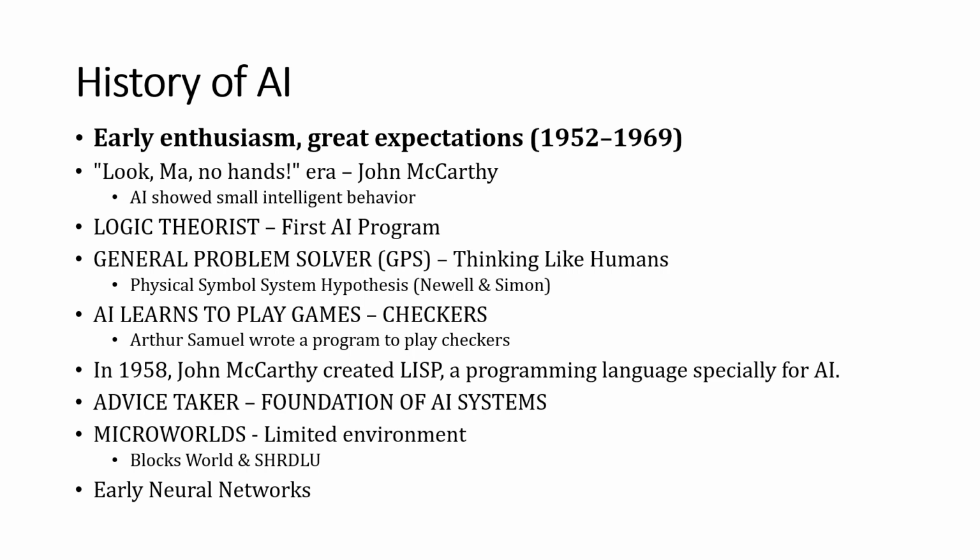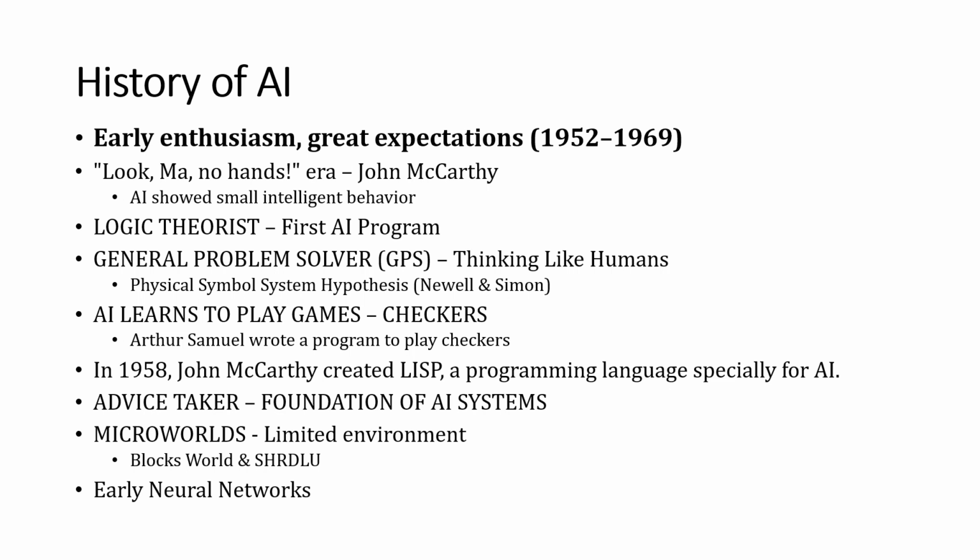Before 1950, computers could only calculate numbers. During this period, AI showed small intelligent behavior. According to John McCarthy, look, Ma, no hands. That means AI shows small intelligent behavior. We have already seen the first AI program, the Logic Theorist, developed in 1956, that proved math theorems. Next is the General Problem Solver, developed by Newell and Simon, that is based on the physical symbol system hypothesis. In GPS, the main idea is to break problems into sub-goals.